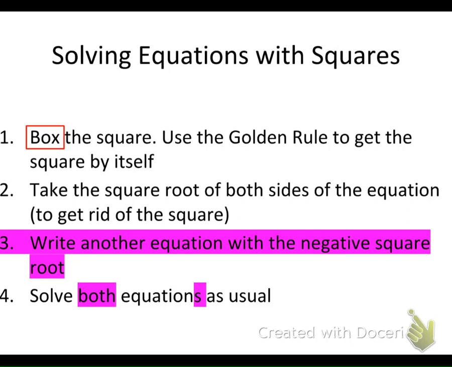Step 2 says take the square root of both sides of the equation. Now we take the square root because square root is the inverse operation of square. This will get rid of the square. Then, like I said, we're going to move this last step up to step 3. Then you're going to solve the equation as usual. So those are our 3 steps.